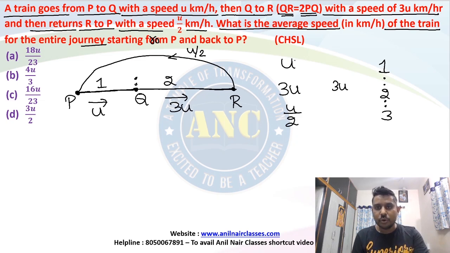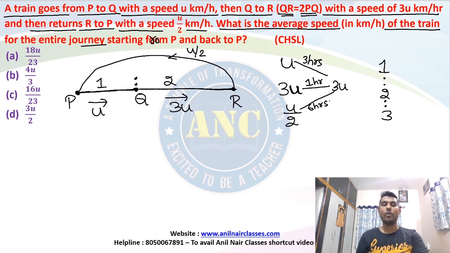So at u kilometers per hour, in 1 hour it will cover u. To cover 3u, it will take 3 hours. I hope you are understanding. At 3u, in 1 hour it will cover 3u, so to cover 3u it will take 1 hour. At u by 2, in 1 hour it will cover u by 2, so to cover 3u it will take 6 hours, 3 into 2, 6 hours. I hope you are very clear with the beautiful concept we are trying to learn here.